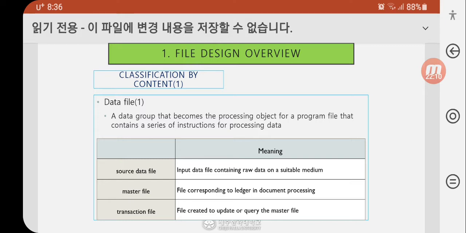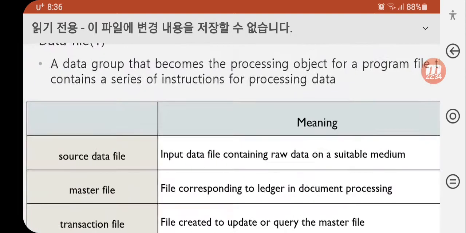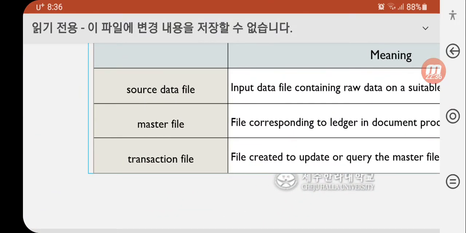A master file is a file corresponding to a ledger in document processing. Transaction file is created to update or query the master file. Source data file, master file, transaction file.